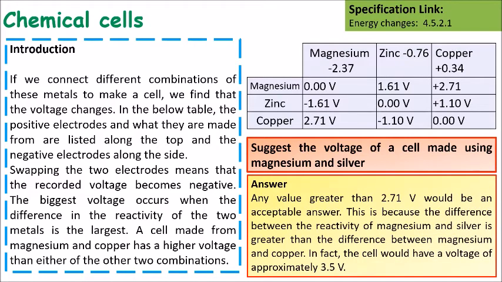An answer anywhere above 2.7 volts would be acceptable. This is because the difference between magnesium and silver is greater than the difference between magnesium and copper. In reality, you probably end up with a voltage of around 3.5 volts.